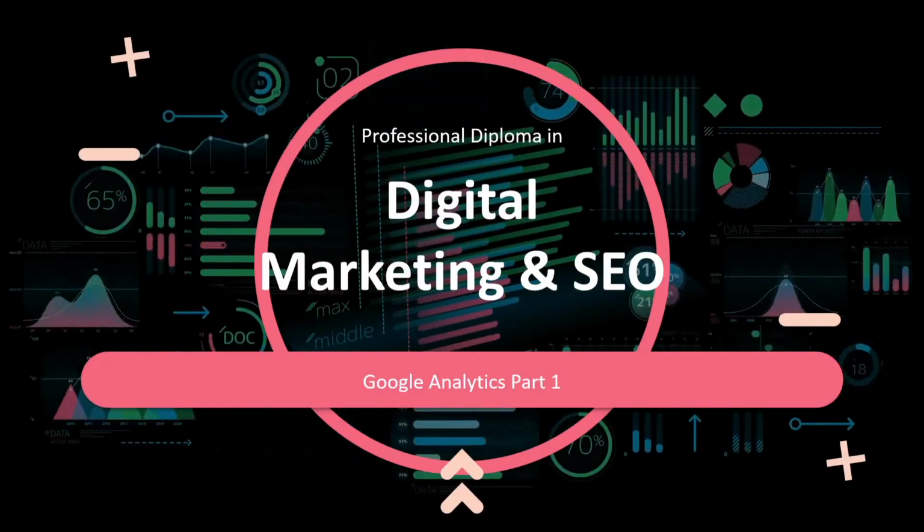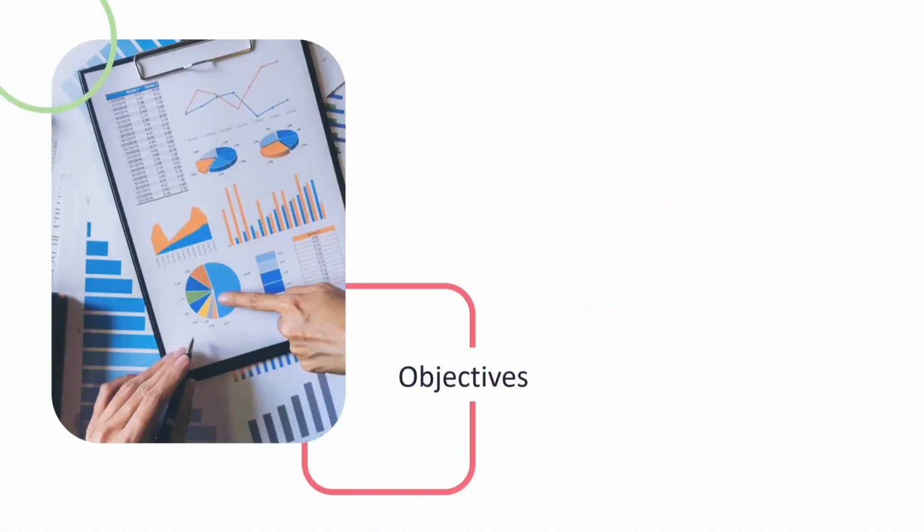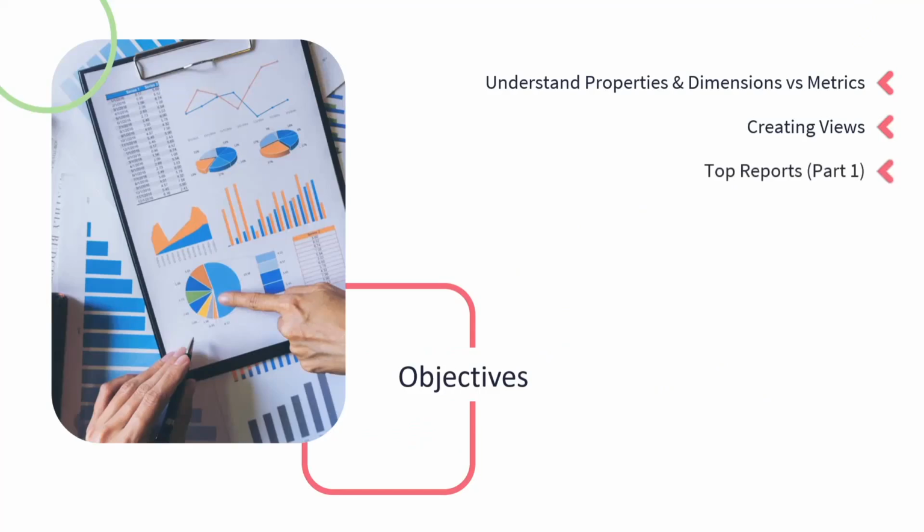Today's lesson is all around analytics. In today's lesson, we are going to understand properties and dimensions versus metrics. Then we will move on to creating views and the best practices around those. Then top reports, which is just part 1 because we are going to be carrying on with reports in lesson 4. And we will close off with goal setup and event tracking.